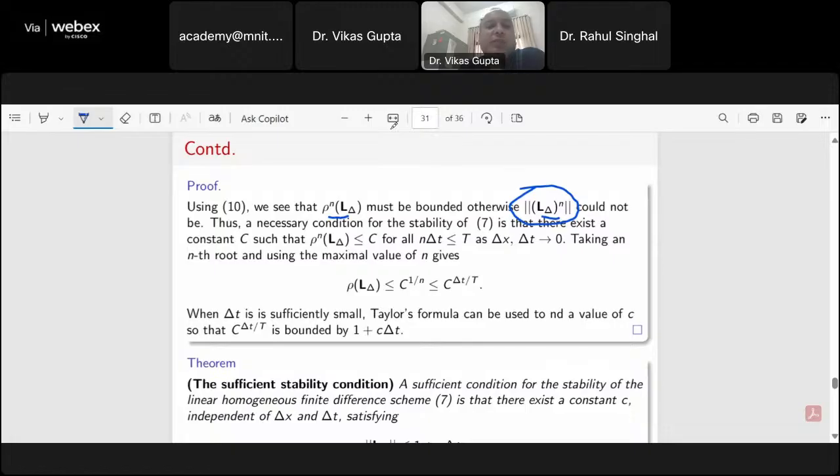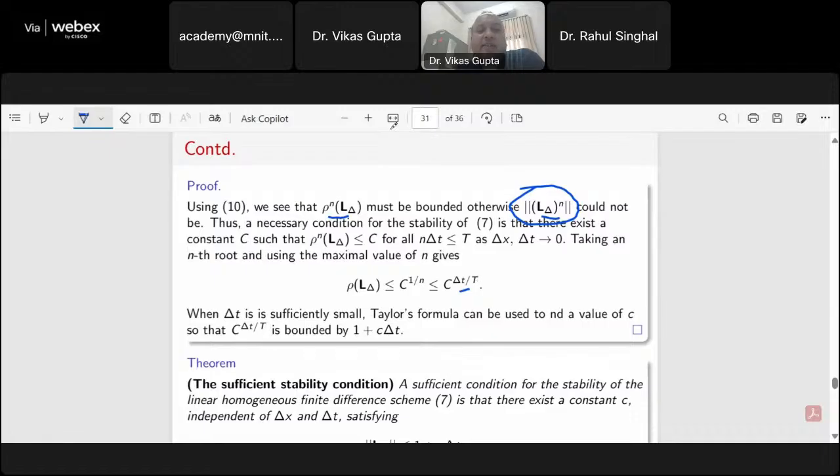Now taking the nth root of this one and using the maximal value of n gives the spectral radius of L delta must be bounded by c to the power 1 by n, and we know that n delta t is less than or equal to T, so n will be less than or equal to T upon delta t, so 1 upon n will be less than or equal to delta t upon capital T. So c to the power 1 upon n will be less than or equal to c delta t upon T.